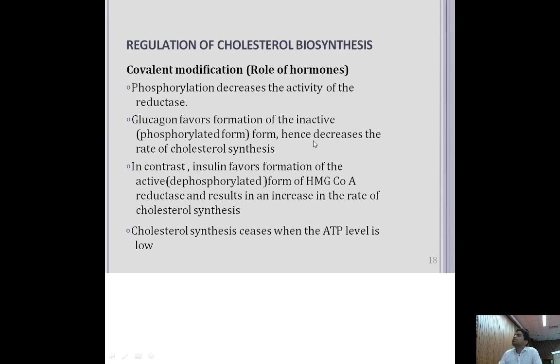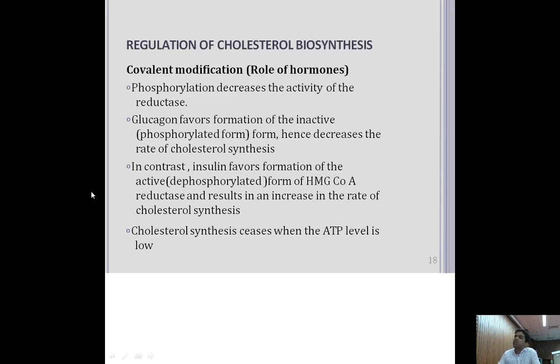So that's why it will not favor the formation of cholesterol. It is a complex molecule. So glucagon will phosphorylate the enzyme. Which enzyme? HMG coenzyme reductase. So in phosphorylated state, HMG coenzyme reductase activity is reduced. Hence the rate of cholesterol synthesis will decrease because of glucagon. In contrast to glucagon, insulin will activate HMG coenzyme A reductase by dephosphorylating. So insulin is favoring the activity of HMG coenzyme A reductase, which will result in more and more production of cholesterol and storage of cholesterol.